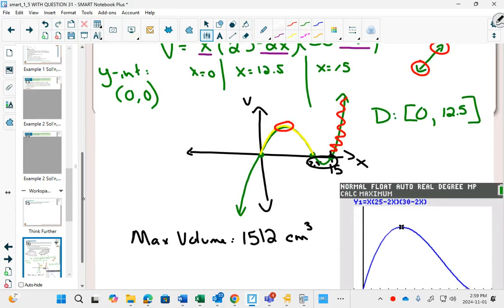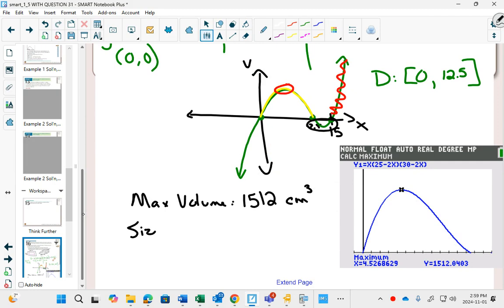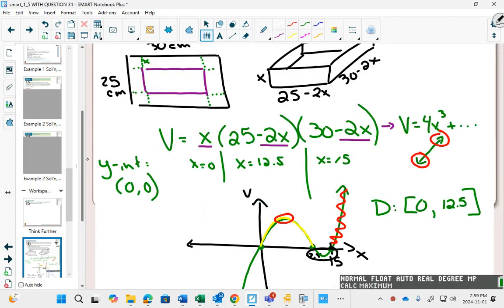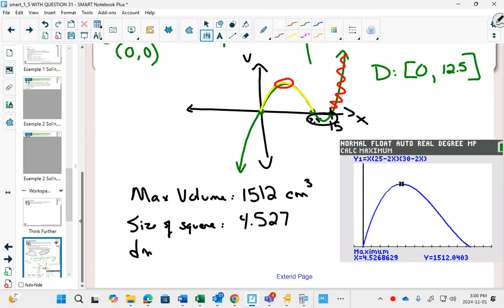What is the size of the square? What length is it? And it didn't say what's around here, so I'm going to use 4.527, 3 decimal places. And then dimensions to the nearest 10.